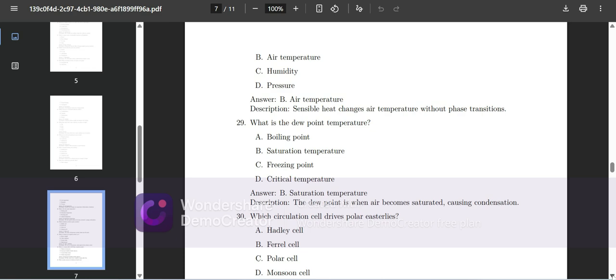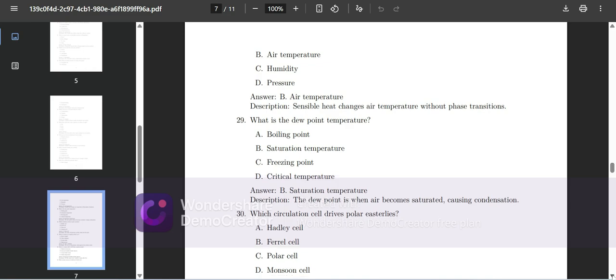What is the dew point temperature? Saturation temperature. The dew point is when air becomes saturated, causing condensation.